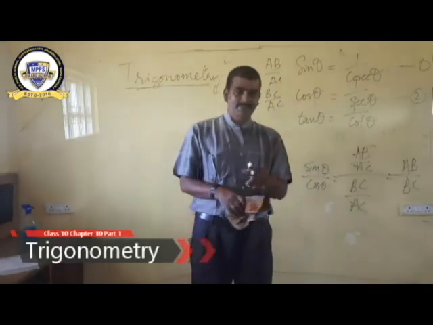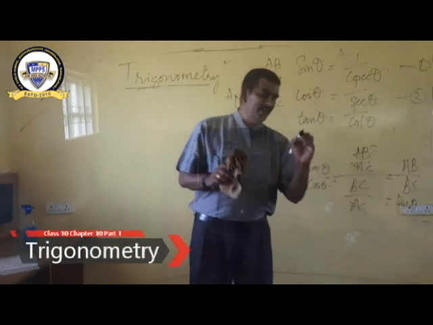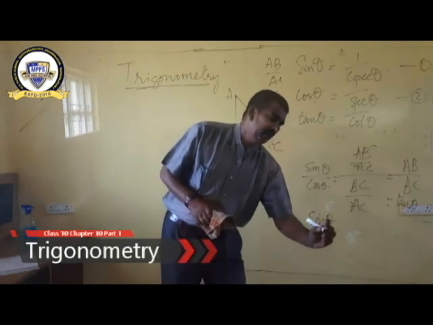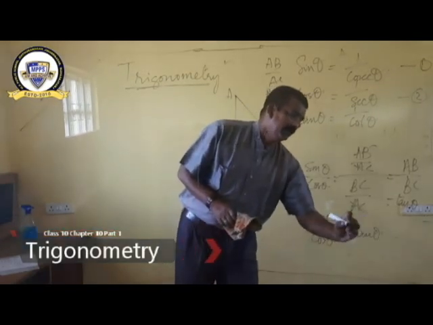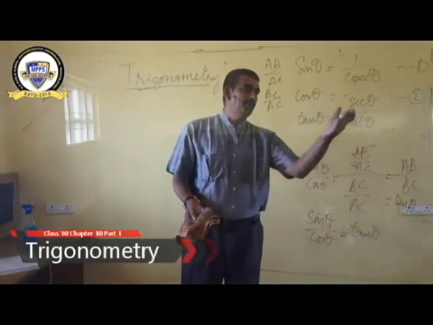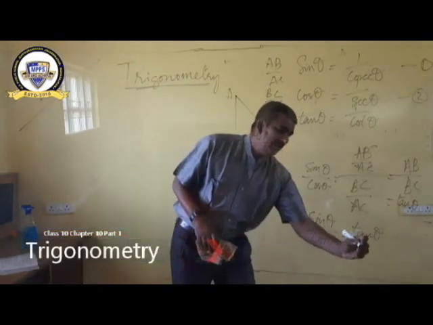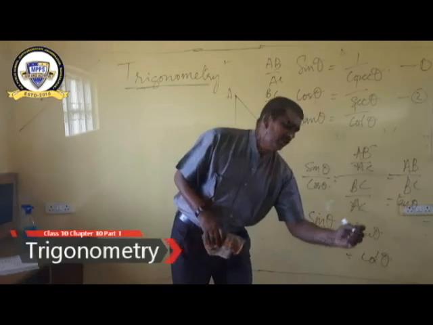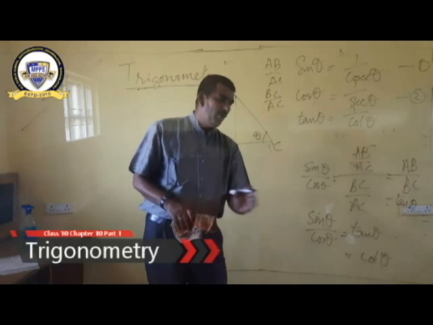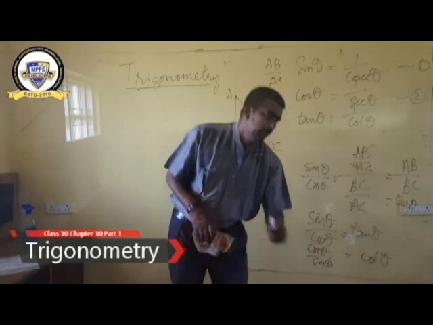What is this AB by BC? AB by BC is tan theta. So the next identity you got: sin theta upon cos theta is equal to tan theta. Now from here, you know 1 by cot theta is equal to tan theta. So cot theta will be 1 by tan theta, the reciprocal of tan theta. So what is the reciprocal of sin theta by cos theta? That is cos theta by sin theta.